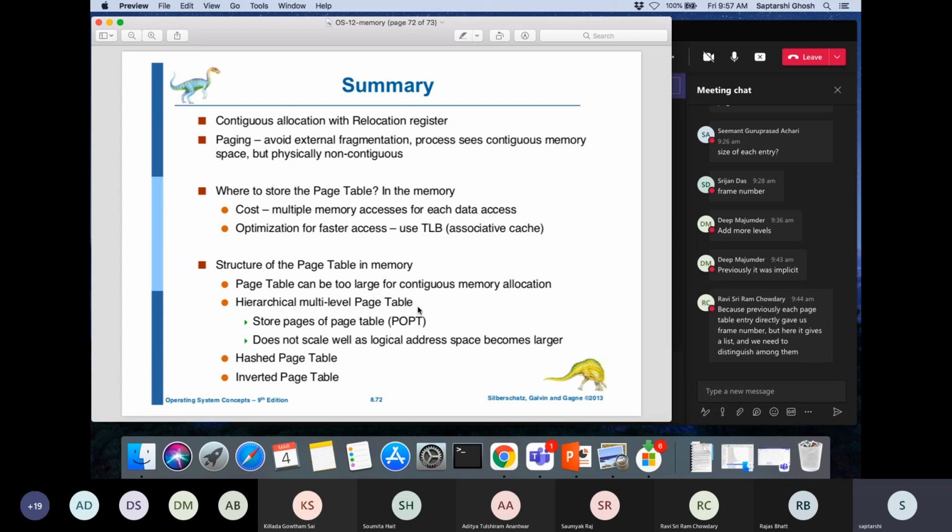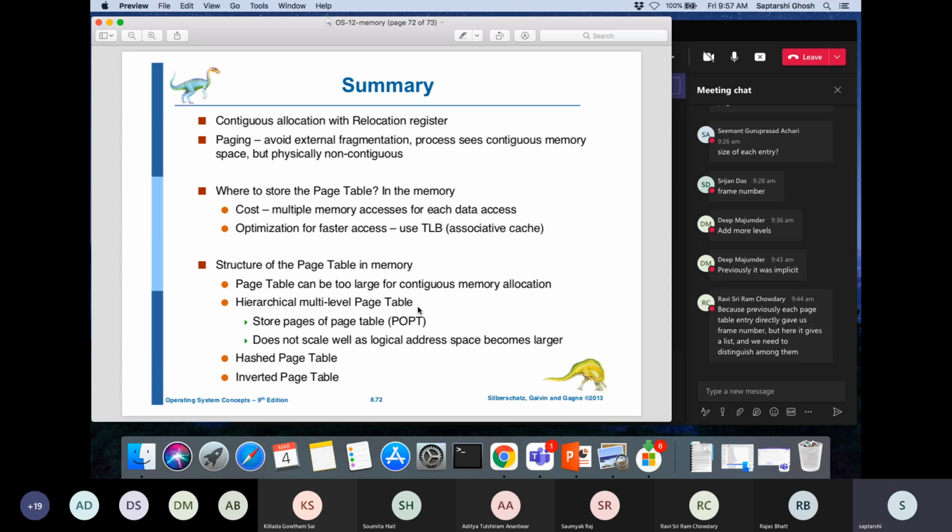Paging has several advantages, like avoiding external fragmentation. Also, the process actually sees a contiguous memory starting at zero. Physically, the memory is non-contiguous, stored in different frames. But the programmer's view is very simple, that it's a contiguous memory address space starting with zero. So paging has lots of advantages.